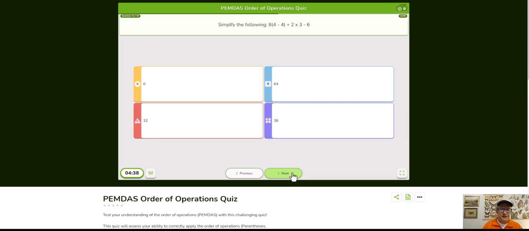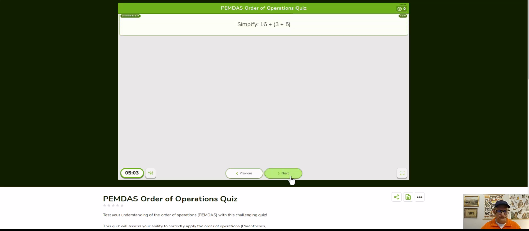Now we're going to simplify 8 times 4 minus 4. Then we're going to add that to 2 times 3 minus 6. So we're doing PEMDAS. 4 minus 4 is 0. We're going to multiply 0 and 8 to get 0. Next, we're moving on to the 2 times 3. 2 times 3 is 6. 6 minus 6 is 0. So we're going to click 0.